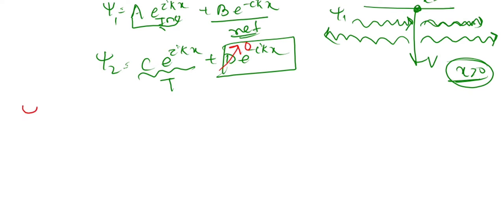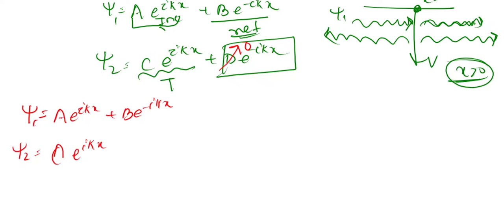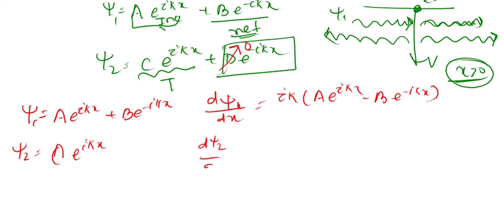So that implies D must vanish. The wave function remains psi 1 as A e to the power iota kx plus B e to the power minus iota kx, and psi 2 is C e to the power iota kx only. So d psi 1 by dx is iota k times (A e to the power iota kx minus B e to the power minus iota kx), and similarly d psi 2 by dx is iota k C e to the power iota kx. Now at x is equal to 0, the wave function must be continuous.